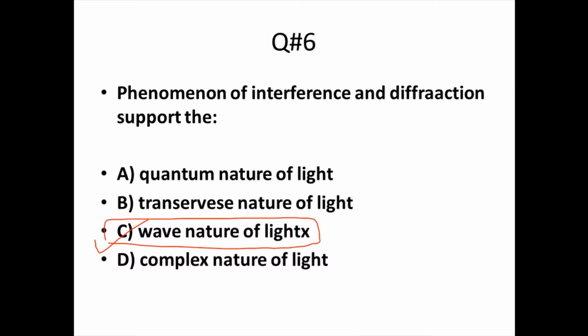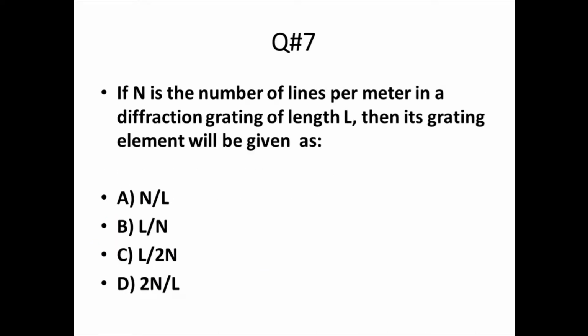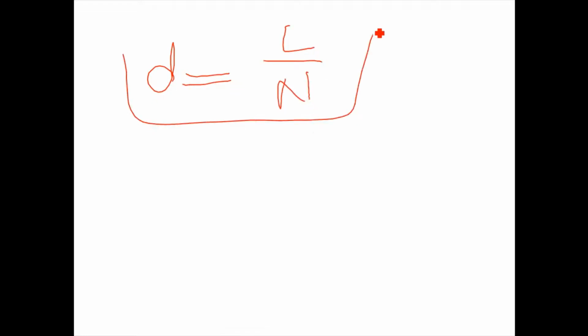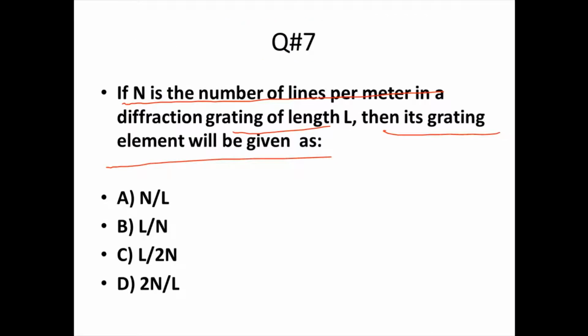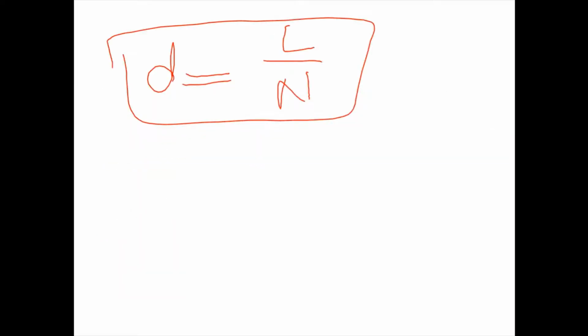Got it? The next question is, if N is the number of lines per meter in a diffraction grating of length L, then its grating element will be given as. The formula that is used for calculating the grating element is given as D is equal to L over N. The right option is B. How this formula is derived is not our concern at this moment. So the right option is B.